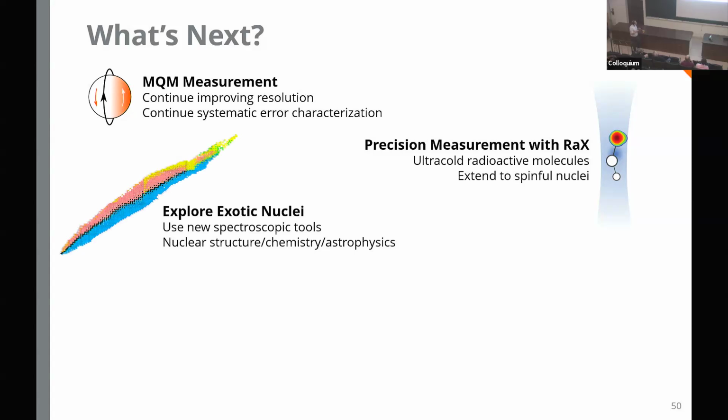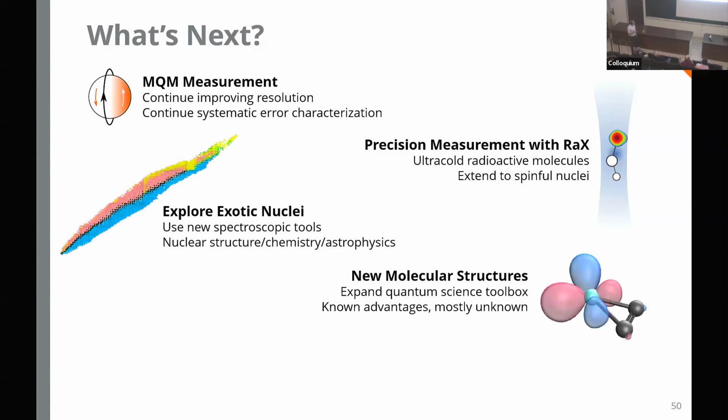Radium is really interesting, but it turns out that there's basically no data about radioactive molecules more or less at all. There are a lot of interesting applications in nuclear structure or chemistry or astrophysics that you could access simply by being able to make and study these molecules in the lab, which we are now in a unique position to do. We're interested in studying new molecular structures.